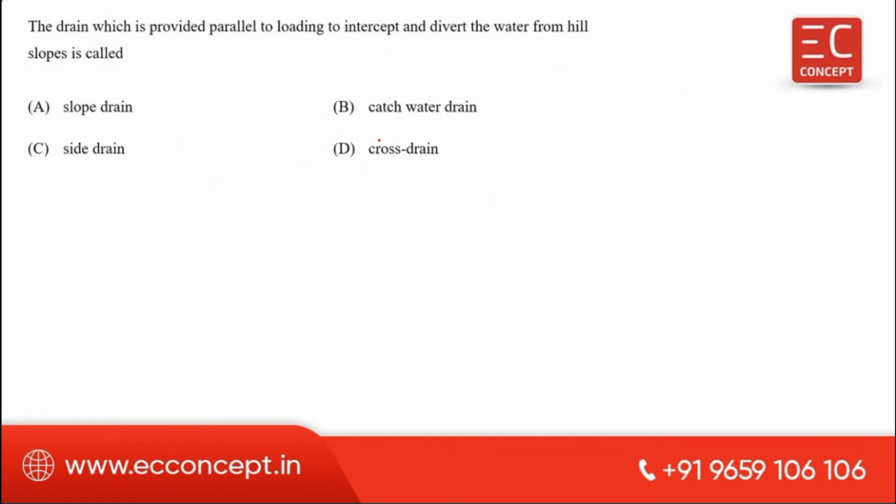So that is enough. Now, the drain which is provided parallel to the loading to intercept and divert the water from the hill slope. For diverting water from a hill slope, the structure used is catch water drain or catch water basin.